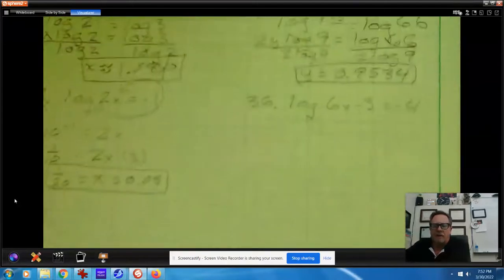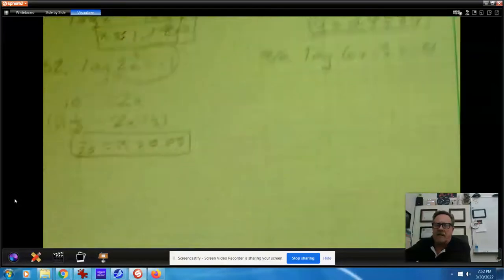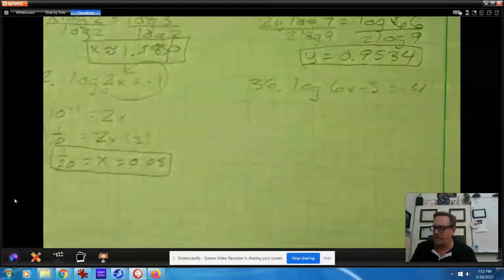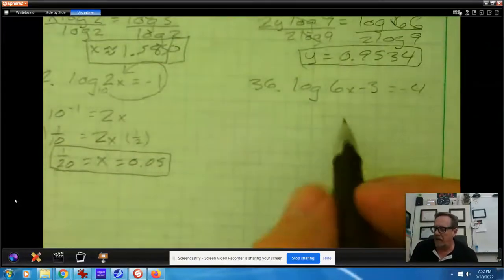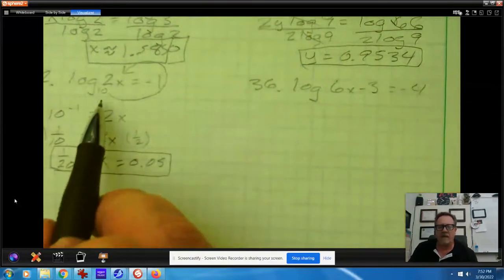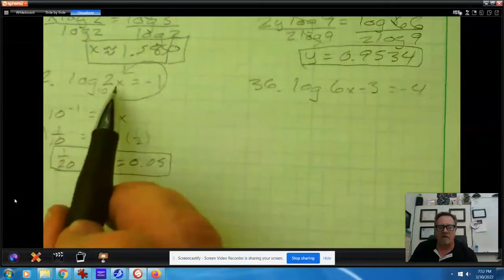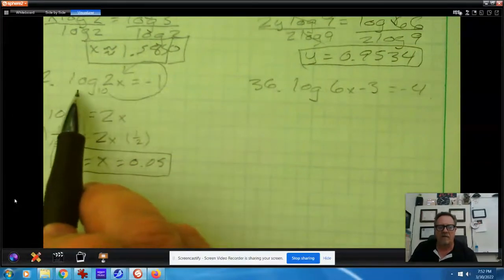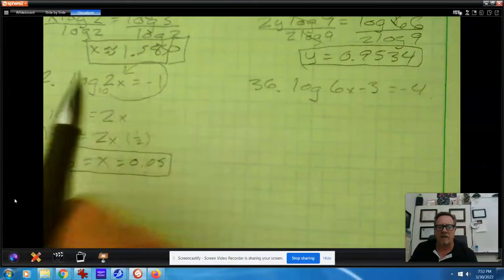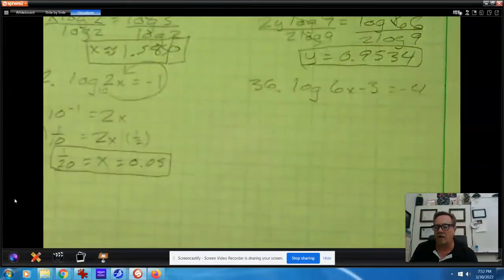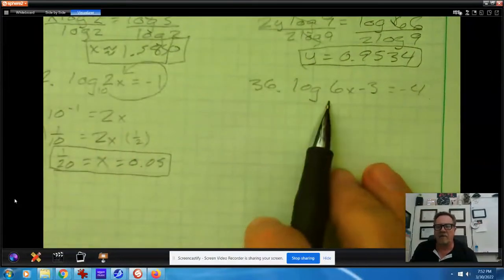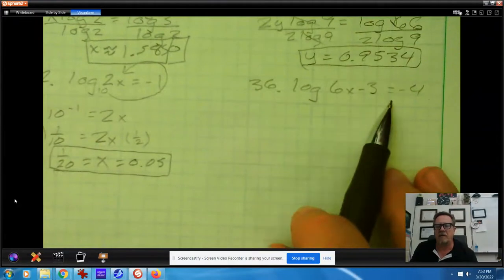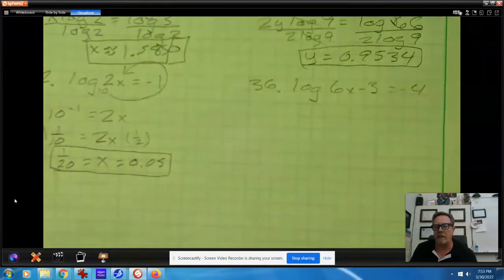Let's do 36 because this is even more fun. Now, when we did the fish hook over here, notice that the log was all by itself. It was the log of 2x. There wasn't anything else there. But over here, we have the log of 6x, and then we're subtracting 3, and we get negative 4. So before we begin, we need to get the log by itself.